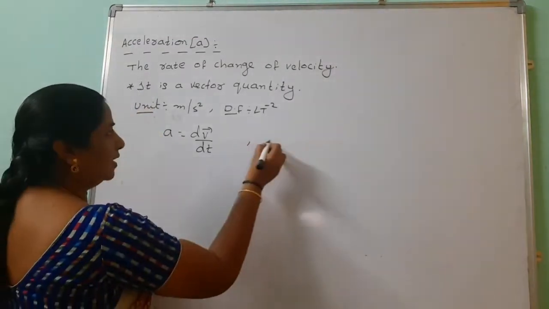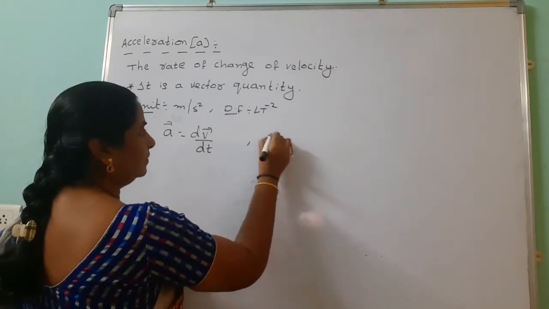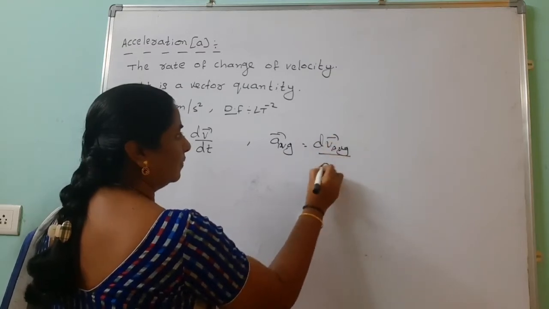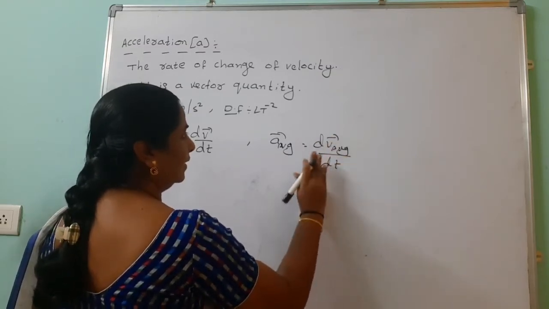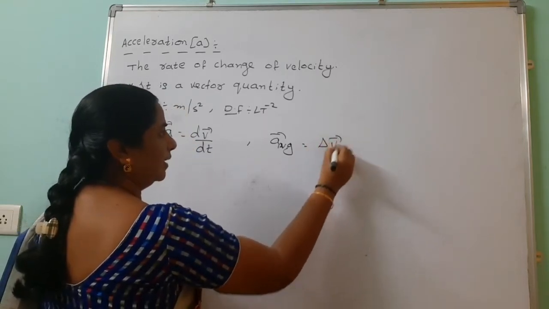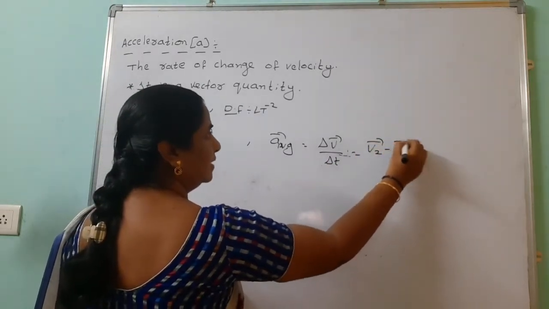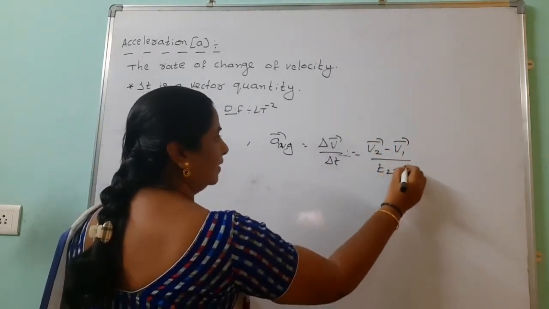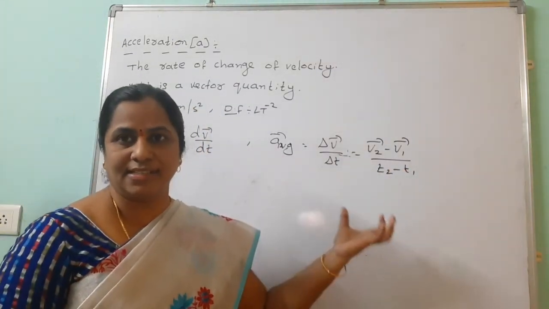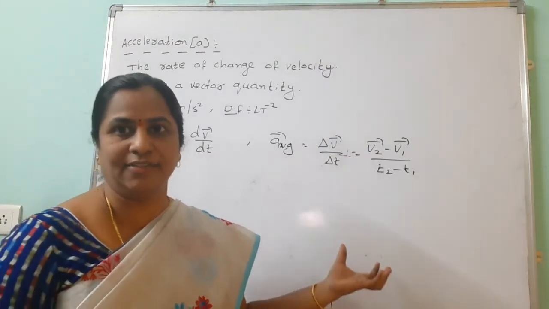At the same time, normally we can write average acceleration as dV average by dt. It can also be written as delta V by delta T, delta V bar by delta T. Final velocity minus initial velocity by change in time interval, that is called the acceleration. Always it is a vector quantity and we can calculate it with the help of the initial and final velocities.